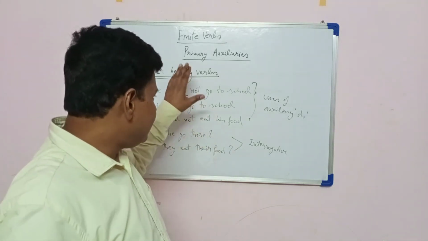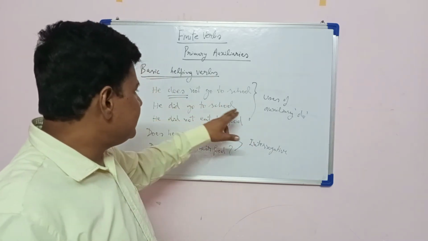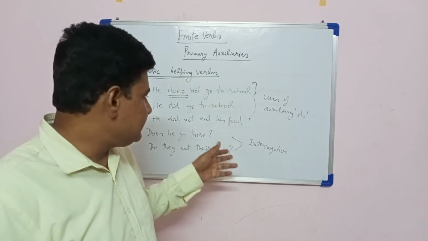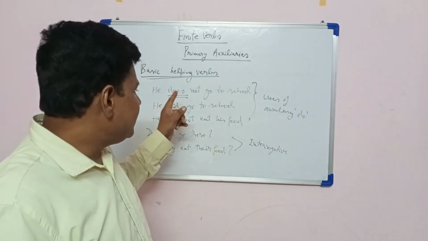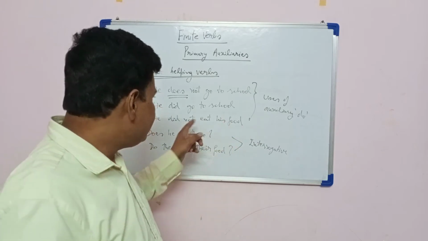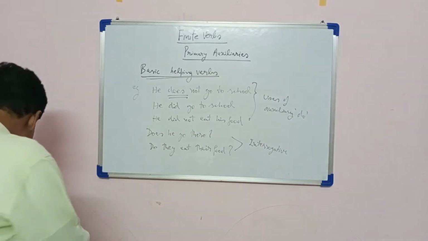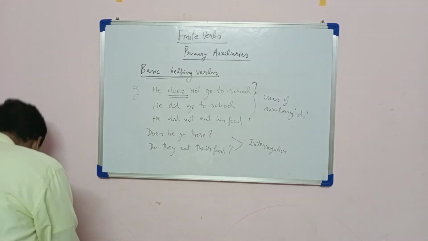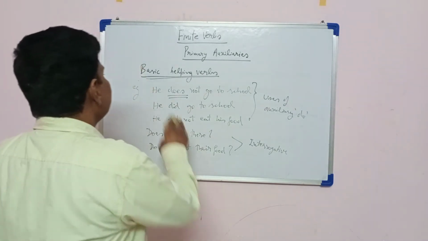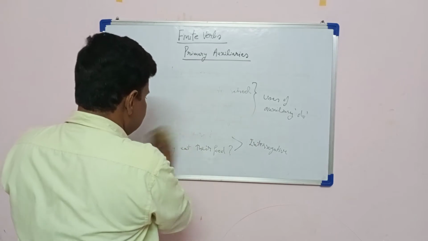Now let us have a quick recap of this page. Here we have understood how auxiliary do is used to make negative and interrogative sentences. Negative and interrogative sentences of present and past are made with the help of do. Now let us move forward and understand some other examples.